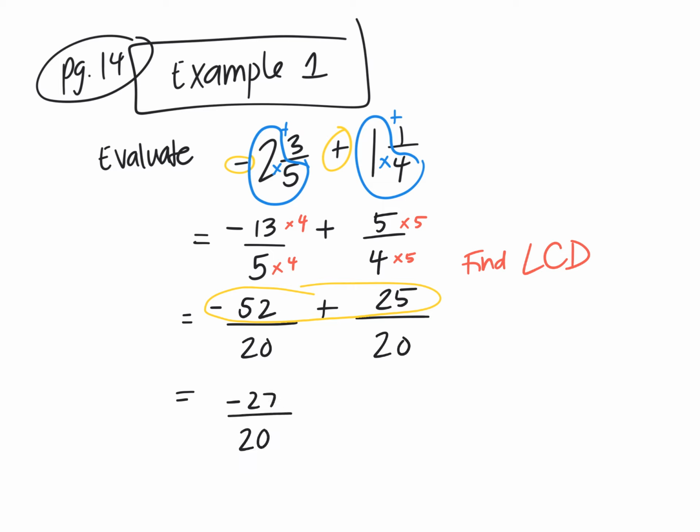What would that be as a mixed number? How many times does 20 go into 27? Once, with how many left over? 7 over 20. Is that correct, what I just wrote? No. What am I missing? Negative. We put the negative in front of the whole number to indicate that it's a negative answer.